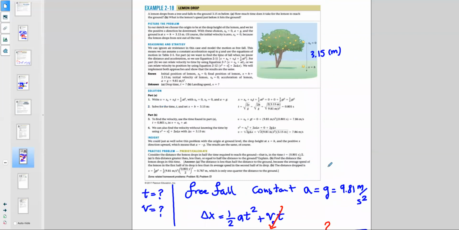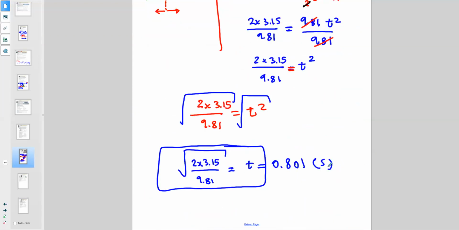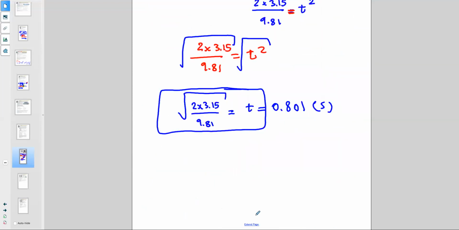Part B is asking, what is the lemon's speed just before it hits the ground? So right before it hits the ground, what is its speed? Okay, we can use the time-independent equation. Yeah, we can do that. You can do that, or you can use different things. For example, you can use this one.